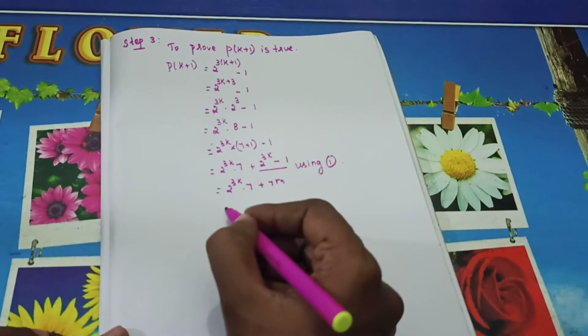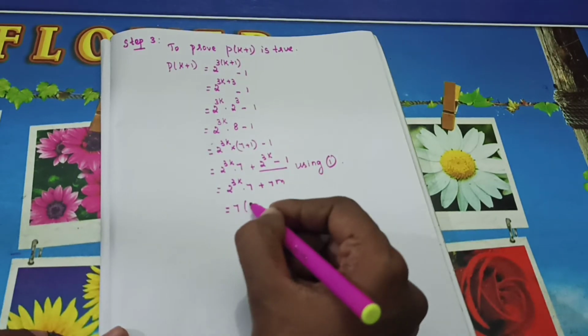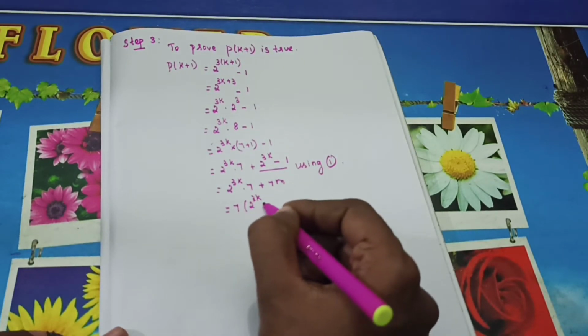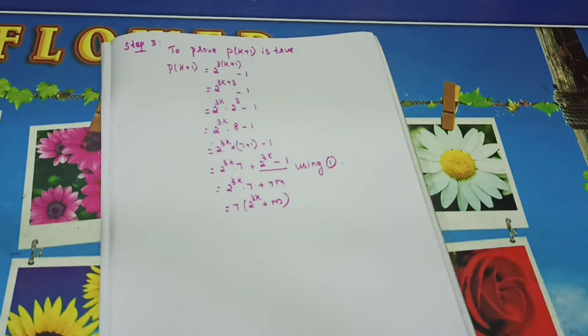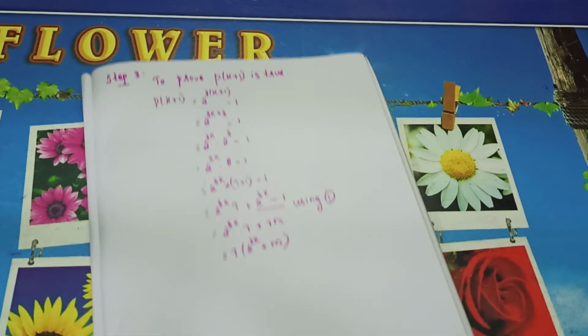So 7m. Okay, now what is common? 7 is common. So 2 power 3k plus m, so 7 into something. Now you see whether it is divisible by 7 or not. Yes or no? Yes. I will repeat here.